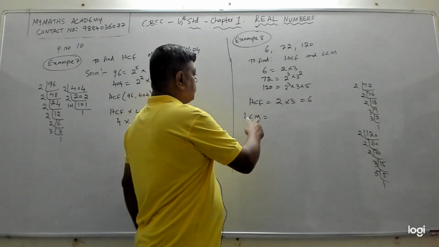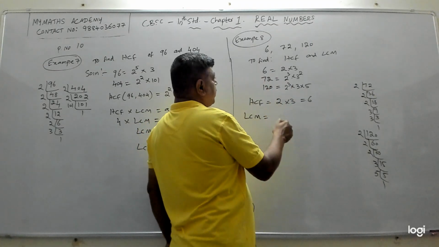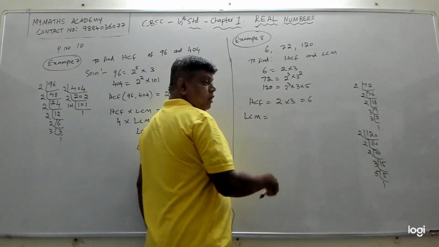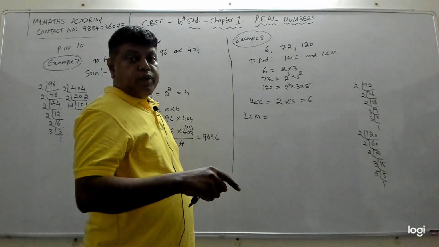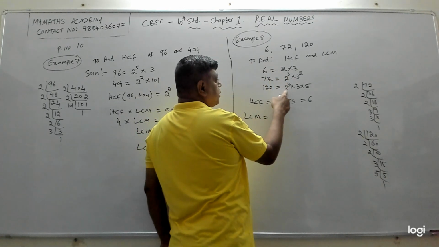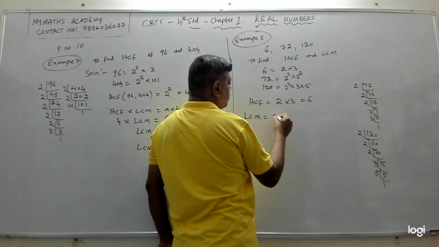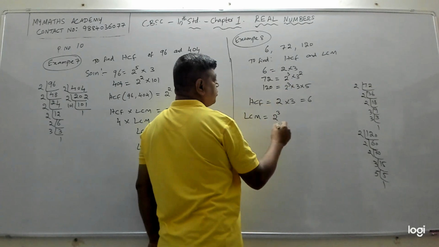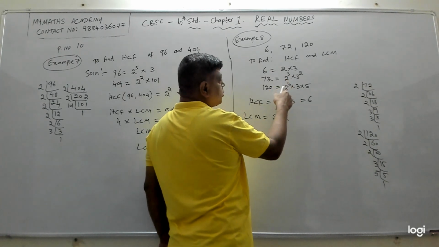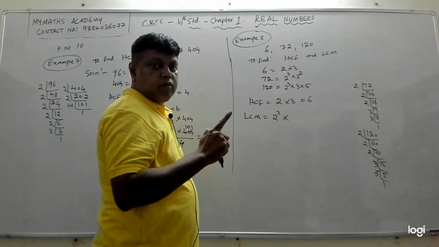Now I need to find the LCM using the prime factorization method. Again we check: 2 is present in all the three. When a number is present in all the three, you should take the highest power for LCM. Which is the highest power? This is 2 power 1, this is 2 power 3, this is also 2 power 3. So the highest is 2 power 3. We'll take 2 power 3, only one of them. Don't take both 2 power 3's. Only one we should take.